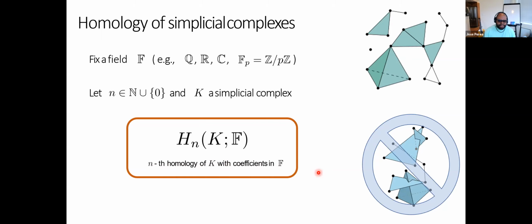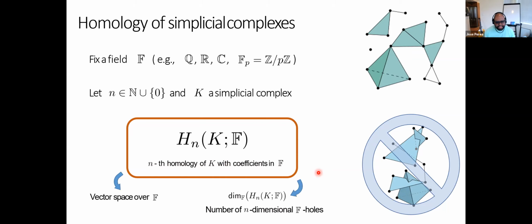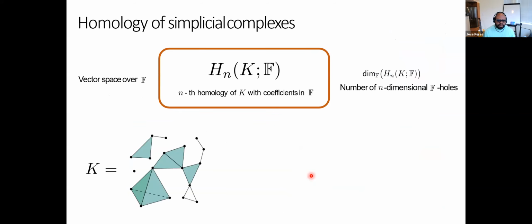I haven't said anything yet, right? But what is it? It is a vector space over F. And what is important is that the dimension of that vector space captures the number of holes in the space in dimension n. I'm going to dedicate the next 10 minutes or so to explaining that comment. But for now, the nth homology of a simplicial complex with coefficients in a field F is a vector space, and the dimension of that vector space indicates the number of holes.